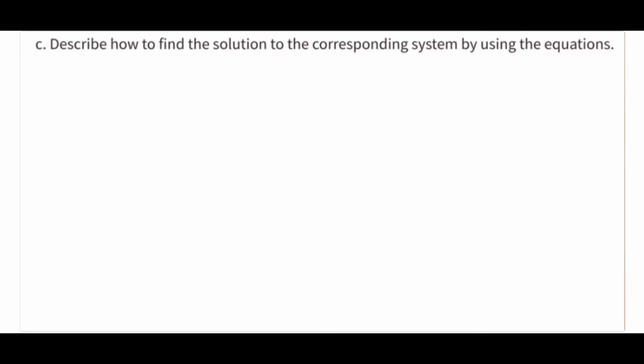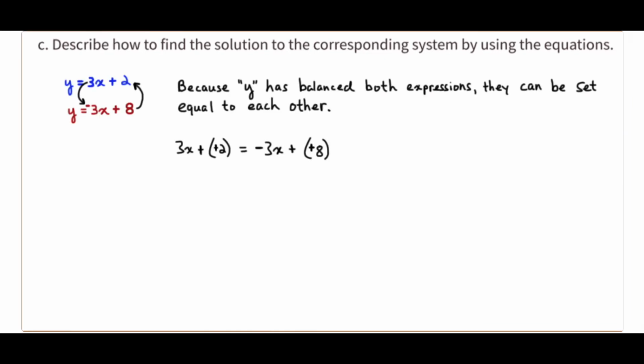So now we're going to solve this system algebraically using the equations. And remember that we reasoned through it a moment ago. We found the difference in the y-intercepts and the difference in the slopes. So because y has balanced both expressions, they can be set equal to each other. So y is equal, and so now both expressions are equal to each other.